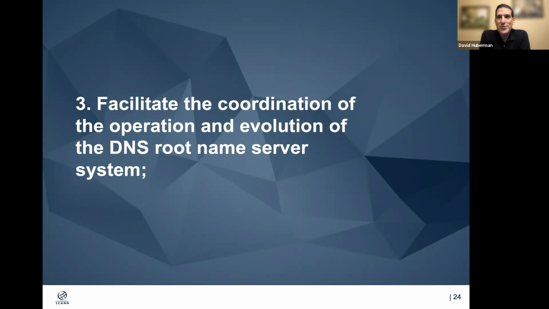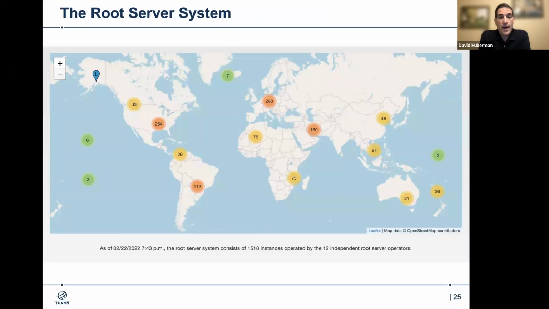So let's talk about the root name server system. This was the root name server system a week and a half ago on 2/22/22 at 1943 UTC. There were 1,518 instances of root servers all across the world.